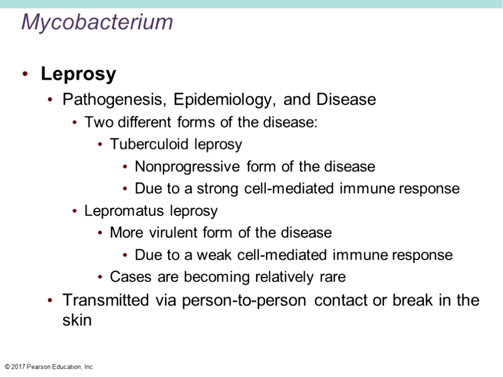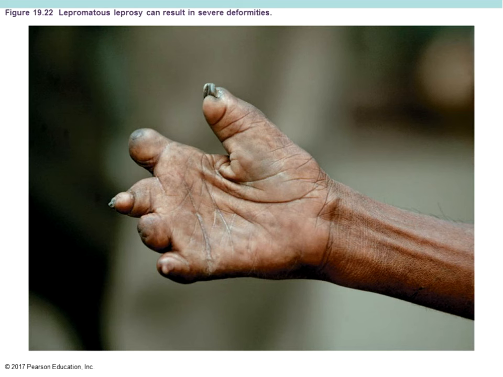multiply in the skin and the nerves and it destroys that tissue. That's what allows for the damage to be seen in those extremities. Because remember, they like to grow in places that are cooler areas of the body. And here's a picture of lepromatous leprosy and the severe deformities that we're talking about and the degradation of that tissue as a result of them growing in this area.